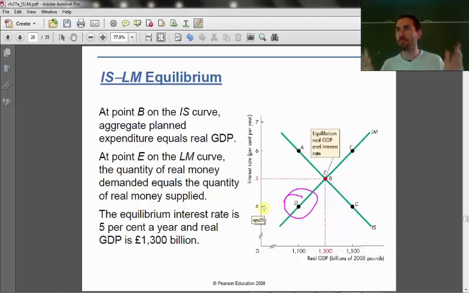That's what I want you to do now. So take 5 minutes, talk to the people next to you, look at your aggregate expenditure model, and figure out where point D is in your aggregate expenditure diagram. Where would point D be? Why are we not in equilibrium? What's happened?